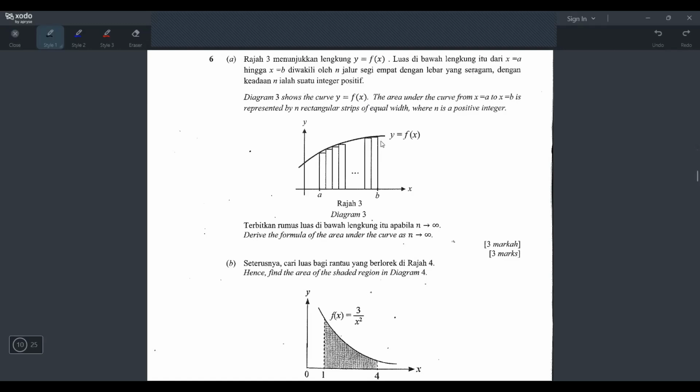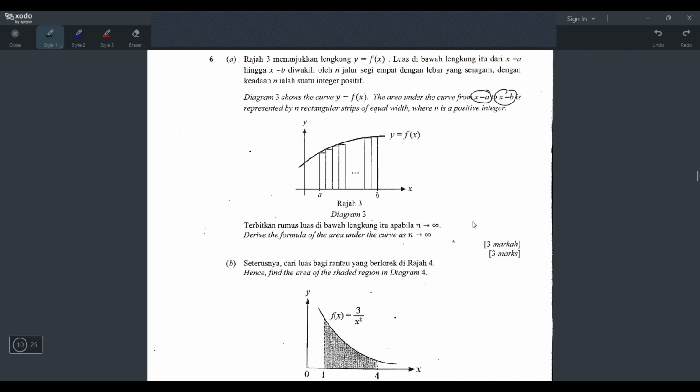Okay, so this is the curve. And then it says here the area under the curve from x equals a to x equals b is represented by n rectangular strips of equal width. So the width here, they are all equal width, right? Where n is a positive integer and n represents the number of rectangles, right? So now it says derive the formula for area under curve as n approaches infinity. So 3 marks for this proving question.